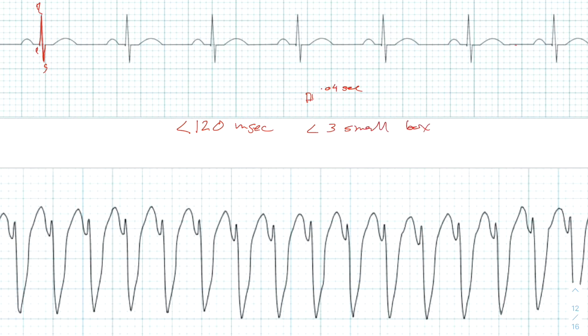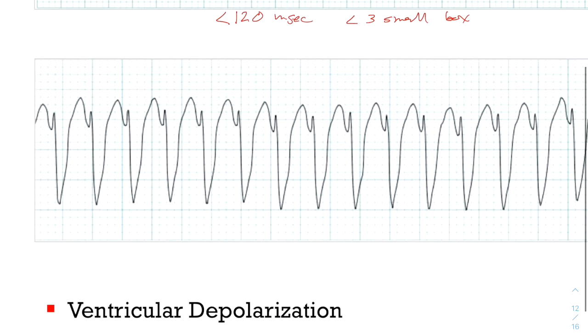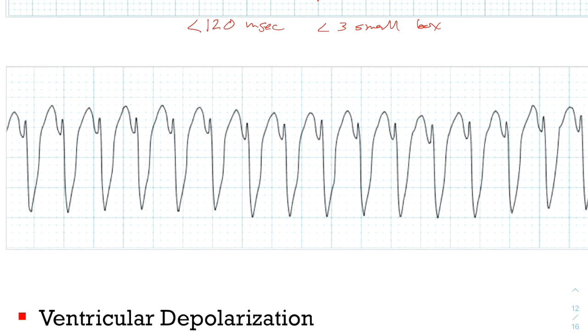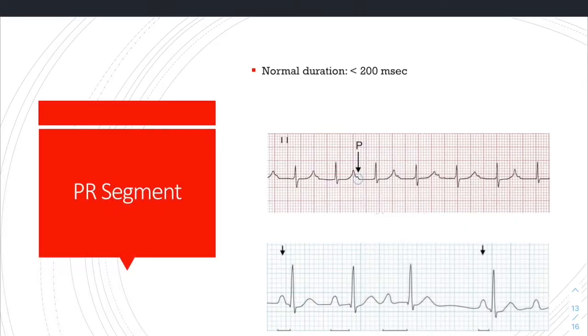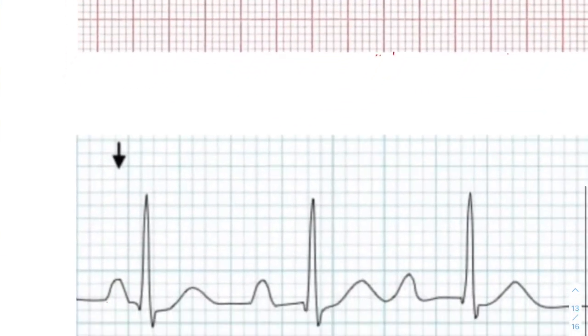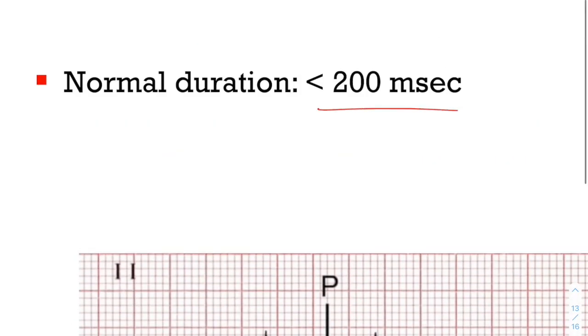And here's a pretty good example of a QRS complex there. This is one small box which fits in the less than 120 millisecond time frame. This second tracing shows a much wider QRS complex, and you can tell by looking at it. After you do your QRS morphology, you want to look at your PR interval. So the PR interval is the duration from the beginning of the P wave here until you hit the beginning of the QRS complex. And the normal duration is 200 milliseconds or less than 200 milliseconds, and this would be less than 5 small boxes.